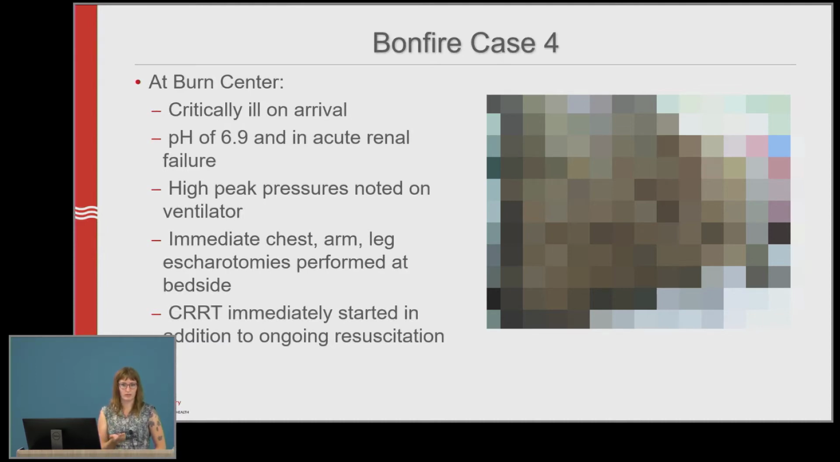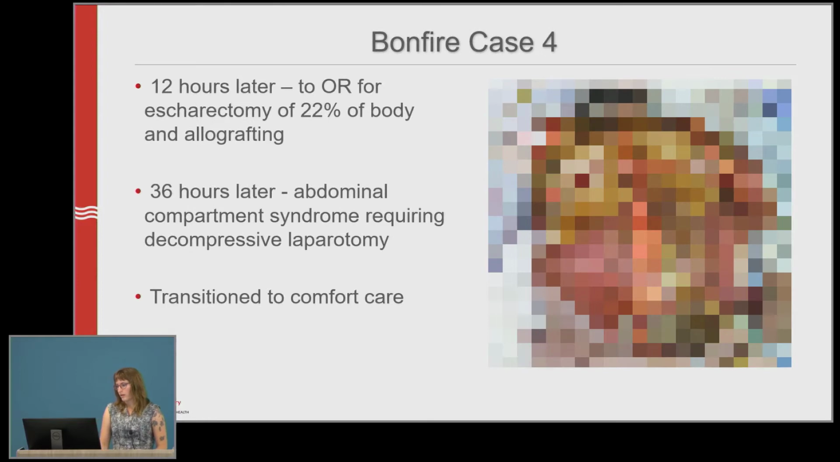When he arrived to us, he was critically ill. He had a pH of 6.9. He was in acute renal failure. He was on the vent. And we had high peak pressures alarming on our vent. Earlier, I talked about how the chest burns can act like a tourniquet on the chest, and that's exactly what was happening to him. So we did immediate arm, chest, leg escharotomies at the bedside, and we started him on renal replacement therapy immediately as well. Here he is with those escharotomies that have released and allowed him to breathe.